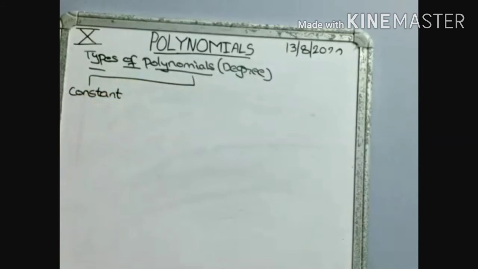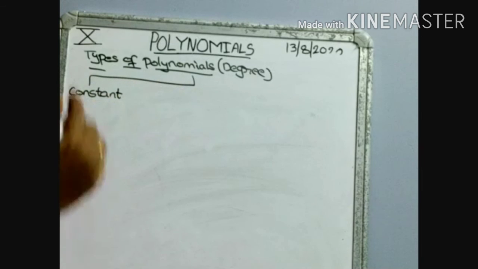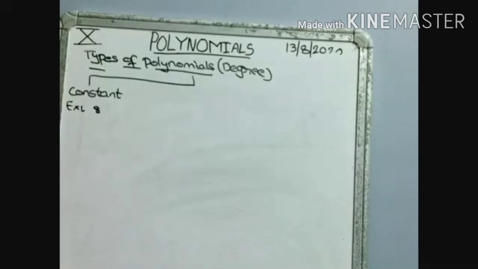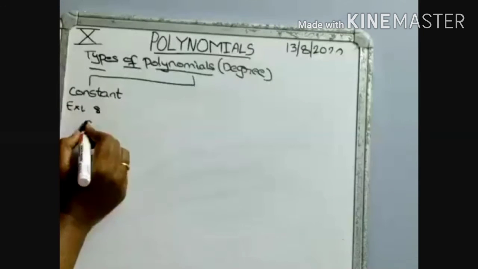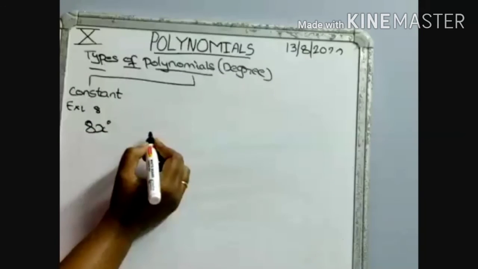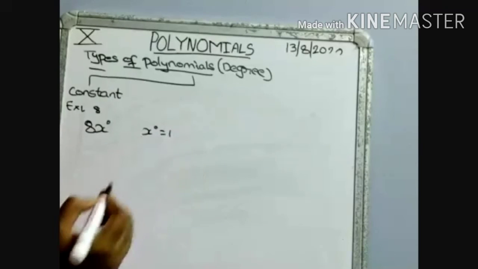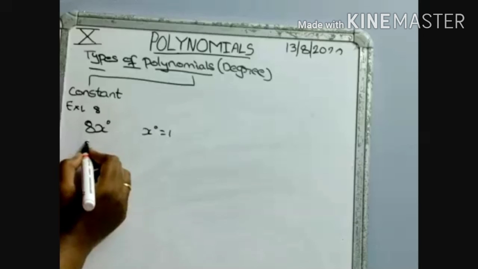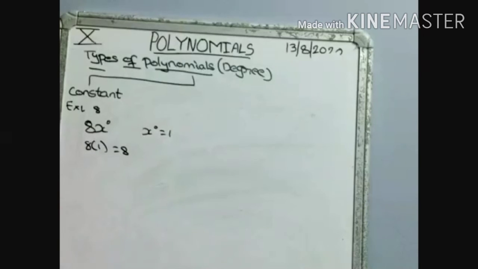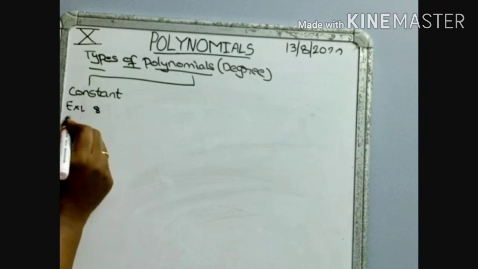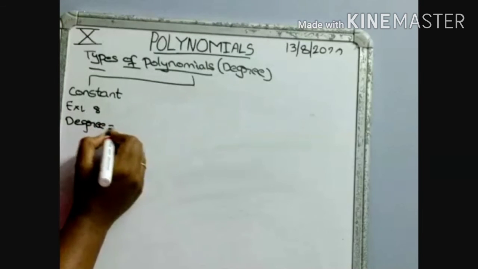Constant is nothing but, suppose you take an example, say 8. How will we write this 8? 8 into x to the power of 0. Already in logarithms in your previous classes we discussed that x power 0 is nothing but 1. Yes or no? So here 8 into 1 is equal to 8. So it is a constant value, and the degree of a constant is 0.